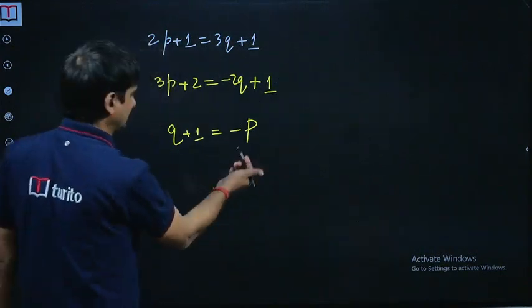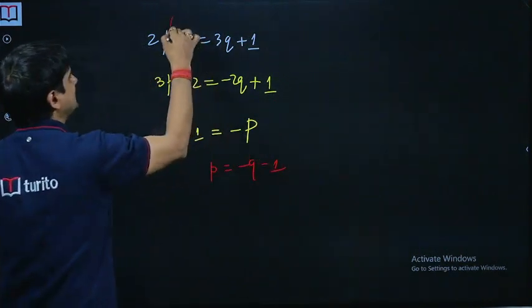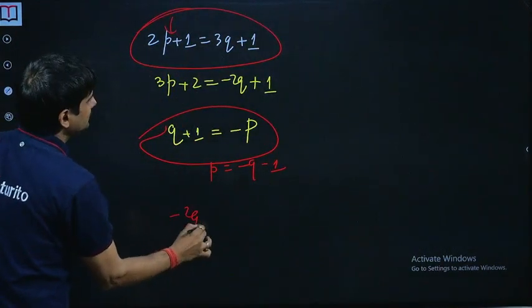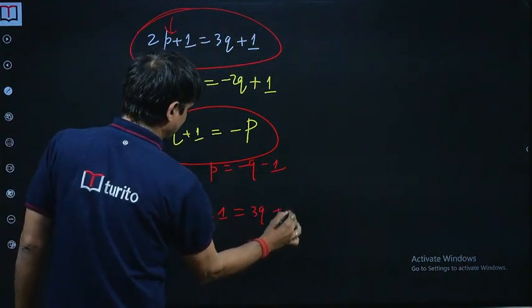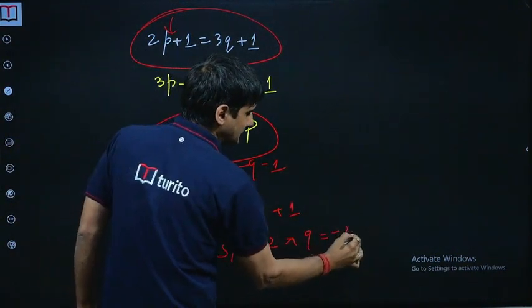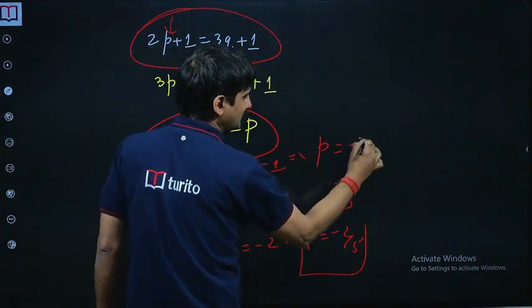So let's get the value of P. P is minus Q minus 1, and put it here. So we are solving these 2. Okay, so it's minus 2Q minus 2 minus 1 is equal to 3Q plus 1. So it's 5Q is equal to minus 2. So Q is minus 2 by 5. Okay, so hence P is 2 by 5 minus 1, which is minus 3 by 5.